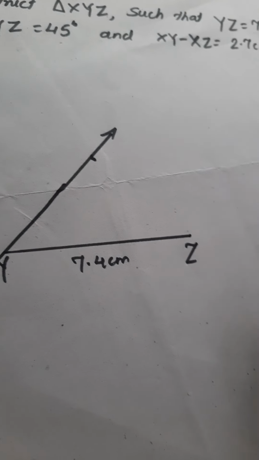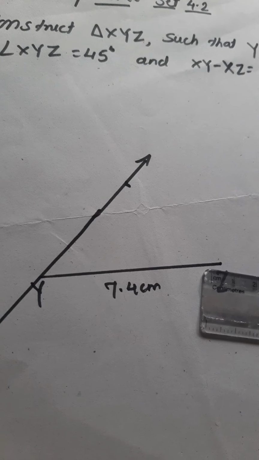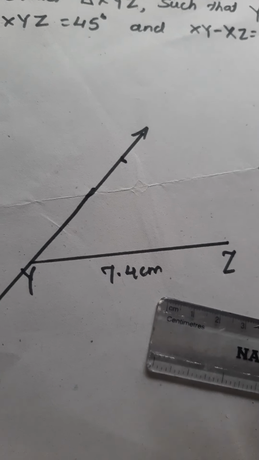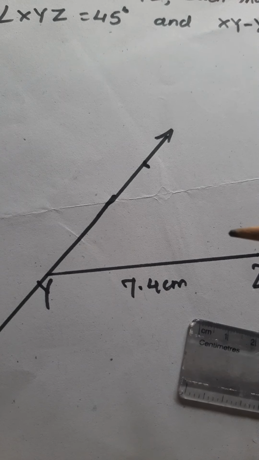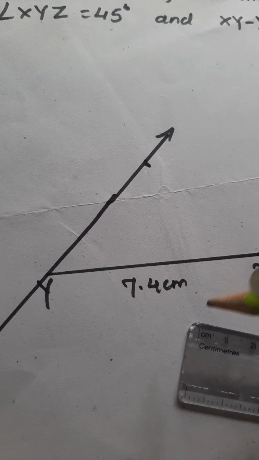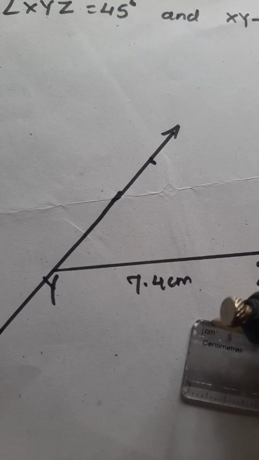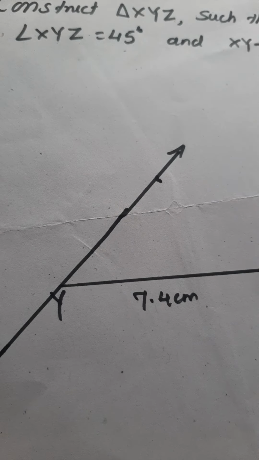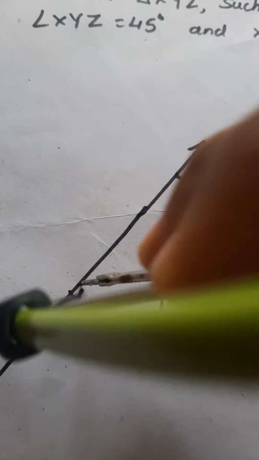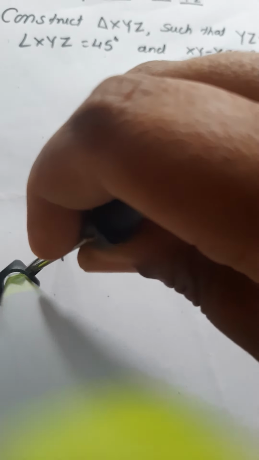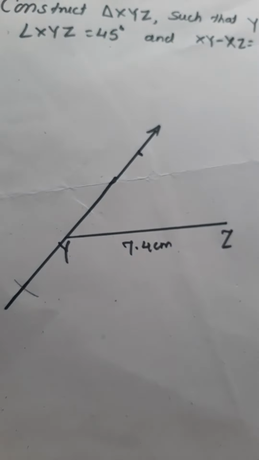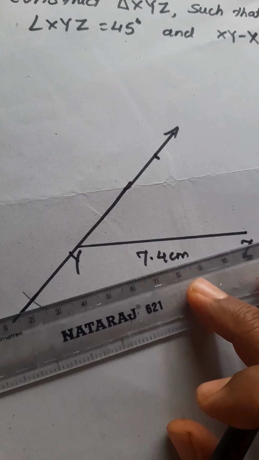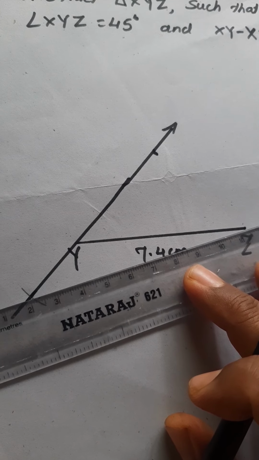Now the negative is given as 2.7 centimeter, so we have to measure 2.7 centimeter on the scale. See, 2.7 means what? After 5, two lines. Which 5? 2.5, 2.6 and 2.7. Now from Y we have to cut this 2.7. Understand? Now this is our new triangle which we have constructed.